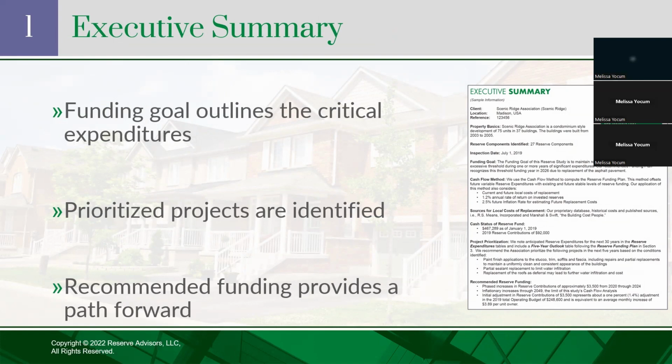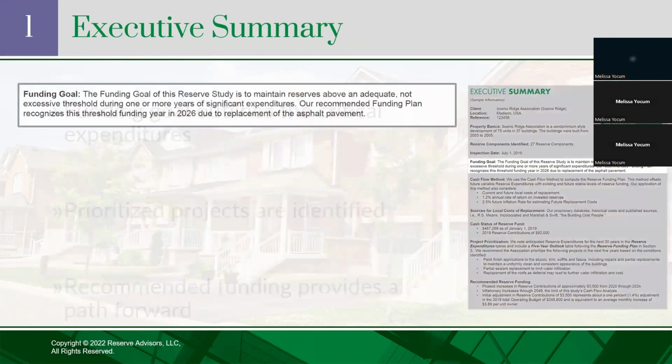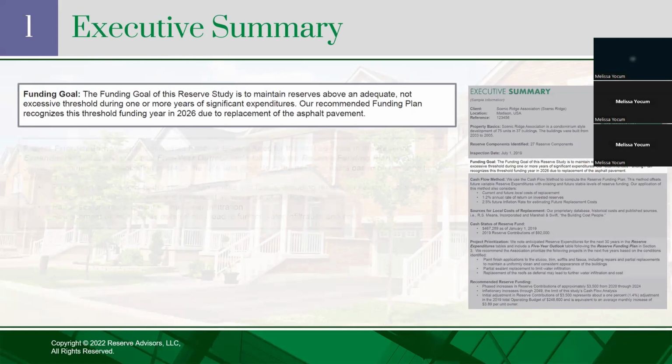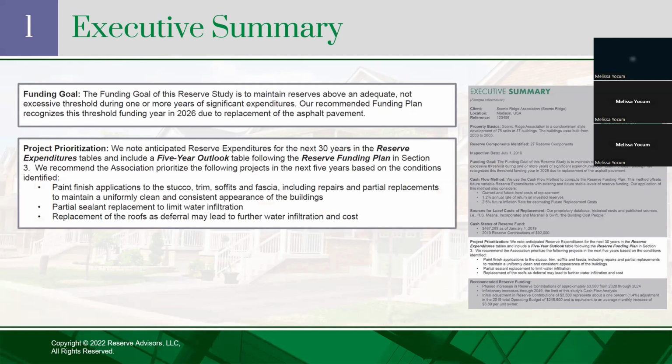So the executive summary is just that, right? Those high-level details. What are the property basics? How many units? When was it built? When was the inspection? What is the funding goal? So what ultimately drove the funding recommendations? What's our critical year and what's driving our funding? What projects should we prioritize?